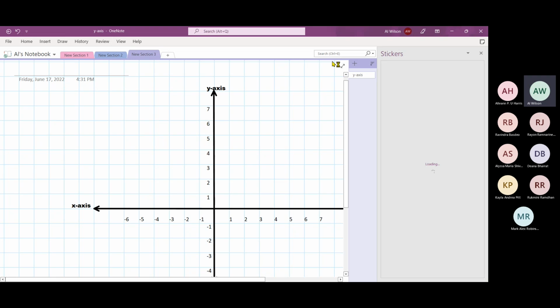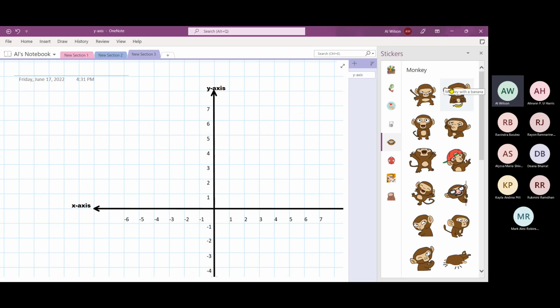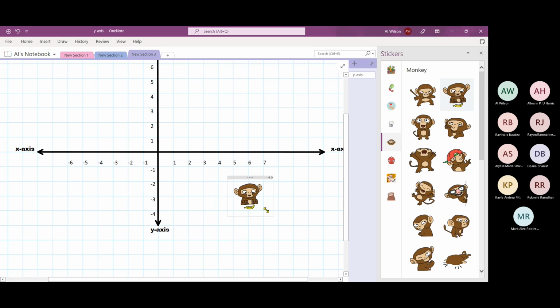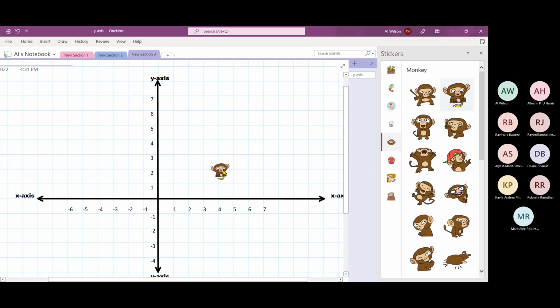So what I'm about to do is place a sticker at a random position on this Cartesian, or let's say the coordinate plane, as I want you guys to actually use it. It's just going through the loading process now. All right, so I'm using monkeys. So we're going to start with this one. With that being said, I'm going to put this monkey here. And I want you to tell me what the coordinate is.